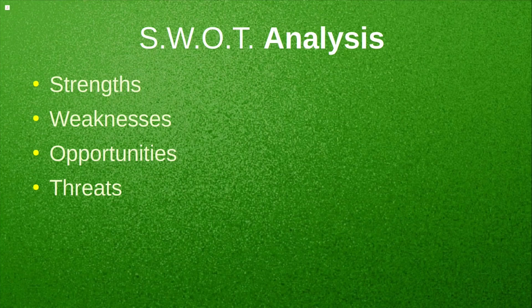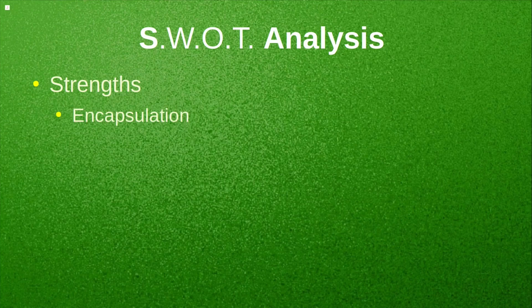SWOT analysis of the factory method design pattern for C++ students. S, Strengths. Encapsulation: hides object creation logic, reducing dependencies on concrete classes in C++. Extendability: adding new object types requires extending the factory without modifying client code. Polymorphism: C++ supports efficient use of polymorphism to create objects dynamically.